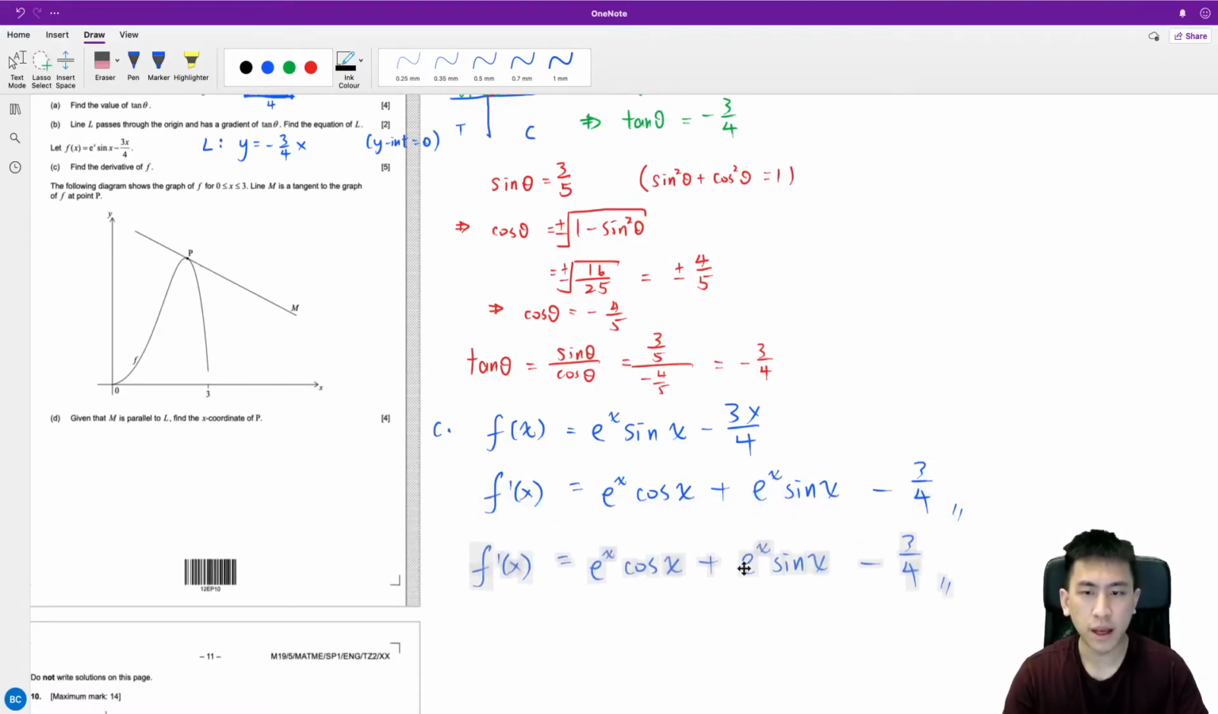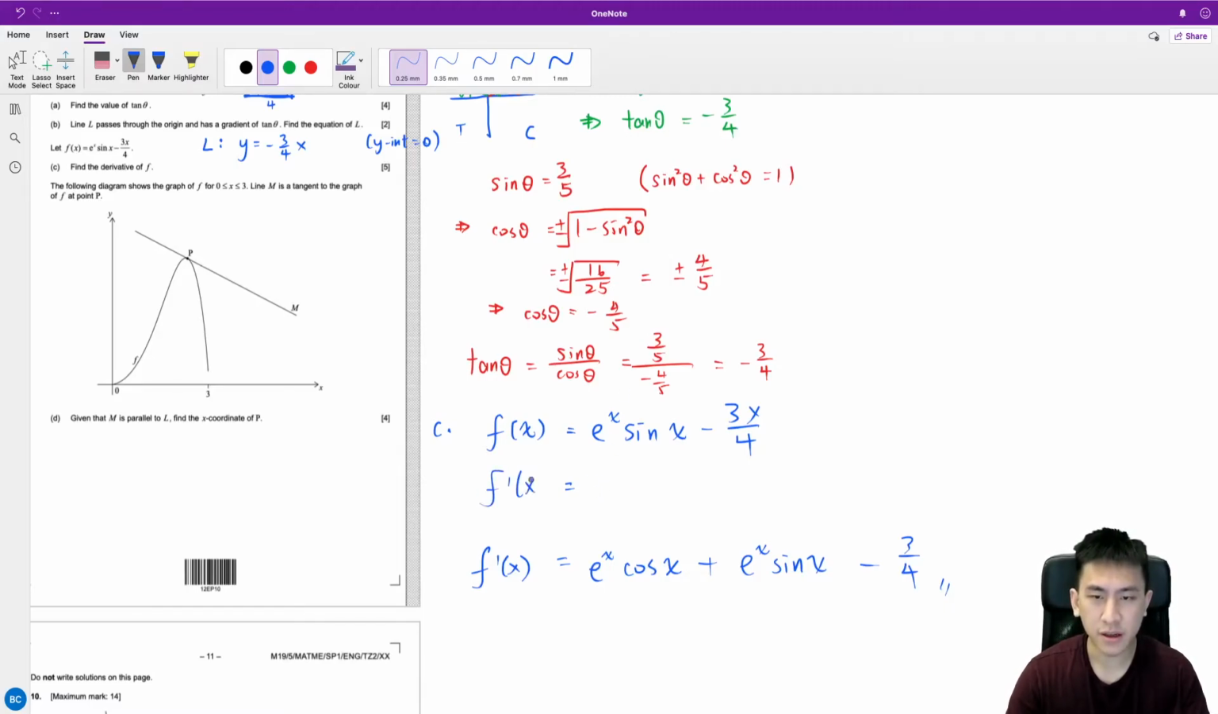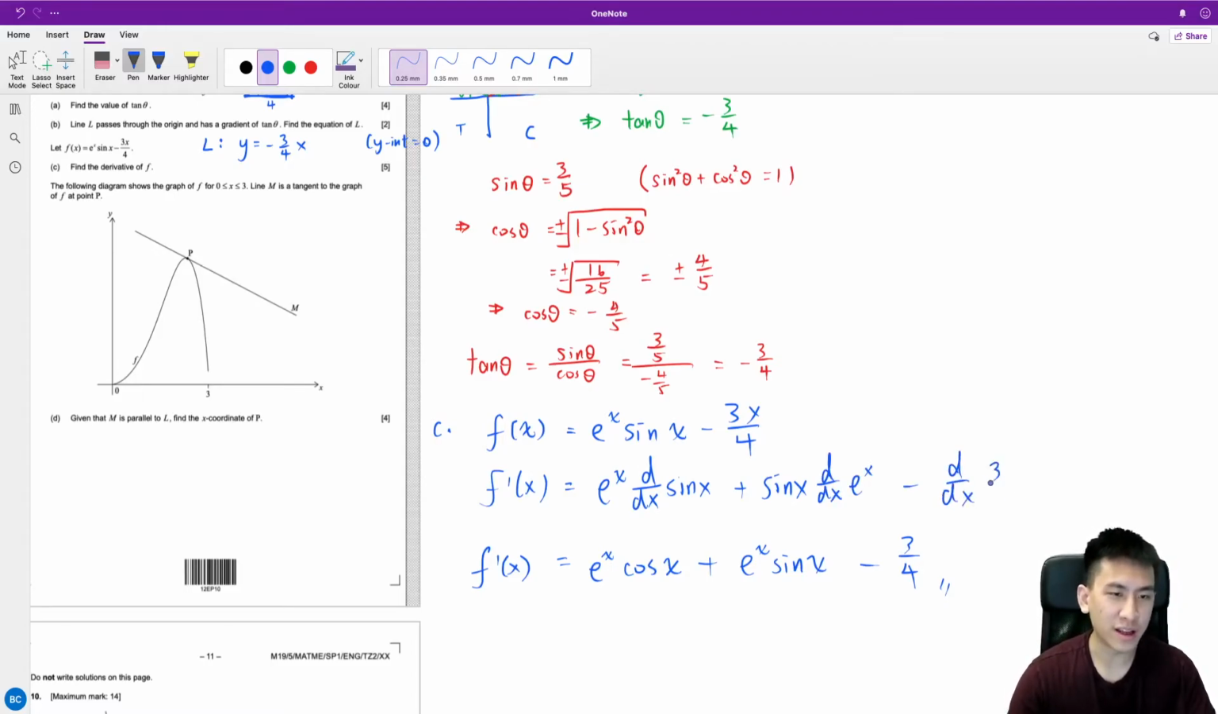All right. And maybe, if you're in an exam, surely you don't need to, right? But you do something like this, you show you're doing the product rule. So f'(x) here is going to be something like e^x, and then you show you're doing the product rule, so d/dx of sin x, and then plus, this time you keep sin x constant, and then d/dx of e to the power of x, and then minus 3/4. I don't really know how this is 5 marks. Literally, it took me like 2 seconds. But sure, that's how you do it, and then you show it.